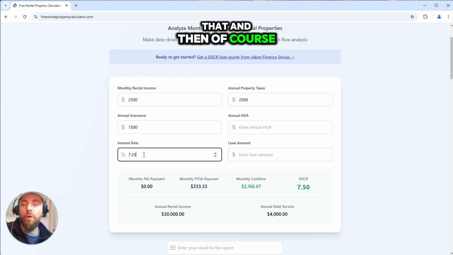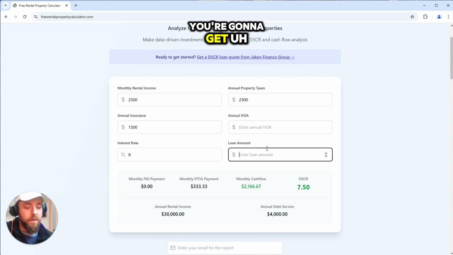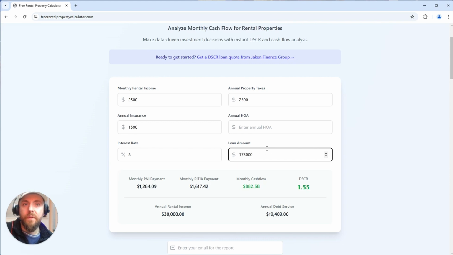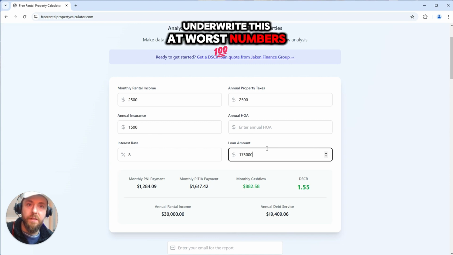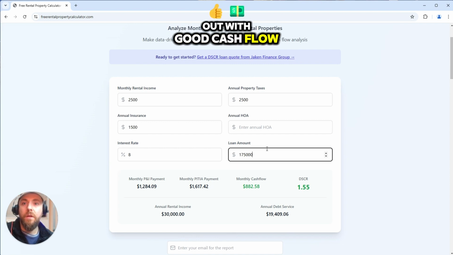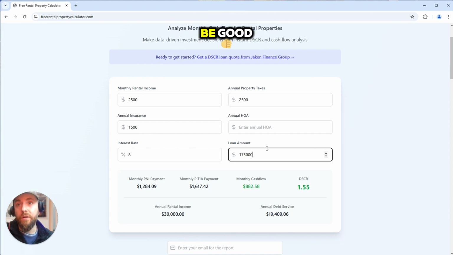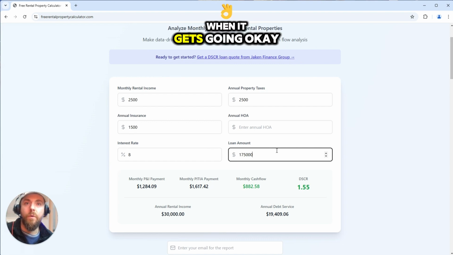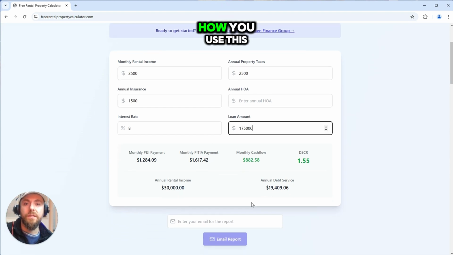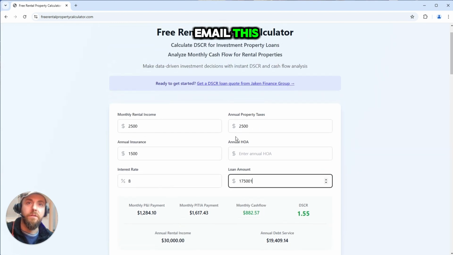And then, of course, when you're underwriting these deals, you want to be conservative. So enter a higher interest rate than you're going to get, and whatever the loan amount is. So if you can underwrite this at worse numbers and it still comes out with good cash flow, then you're going to be good when it gets going. Okay, so this is how to use this, and then you can enter your email and email this, and it'll send it all to you.